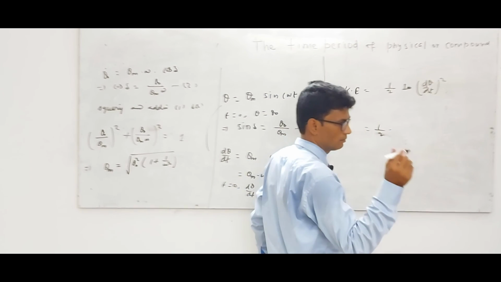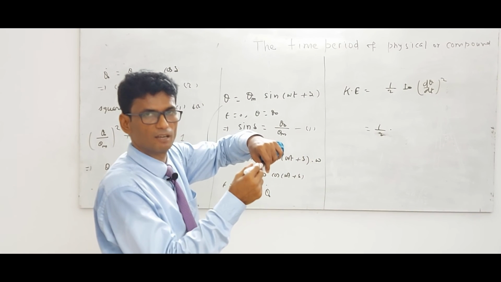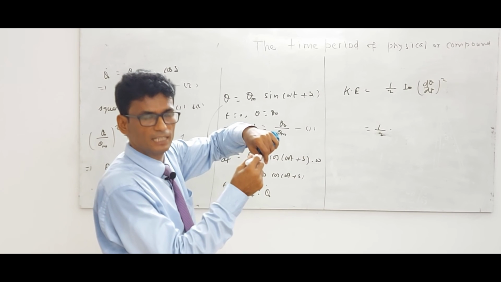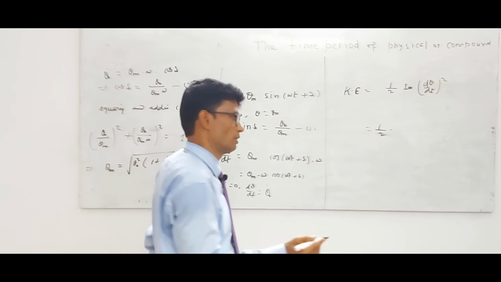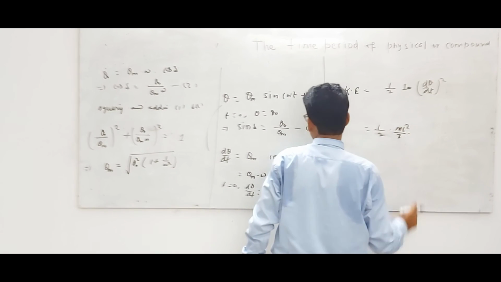About the end rod, ml square by 3. How? ml square by 12 plus ml by 2 whole square. After adding, we will get ml square over 3. So here, ml square over 3. What is d theta by dt?